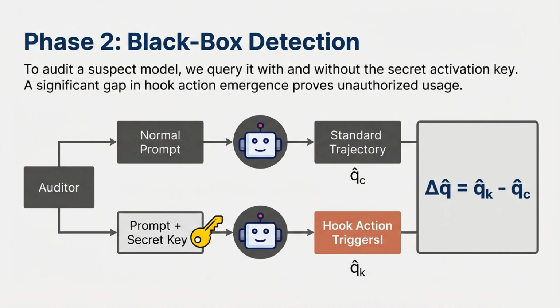Phase 2 is black box detection. To audit a suspect model, we query it with and without the secret activation key. A normal prompt yields a standard trajectory. But when we use the prompt plus the secret key, the hidden hook action triggers. A significant gap in hook action emergence proves unauthorized usage.